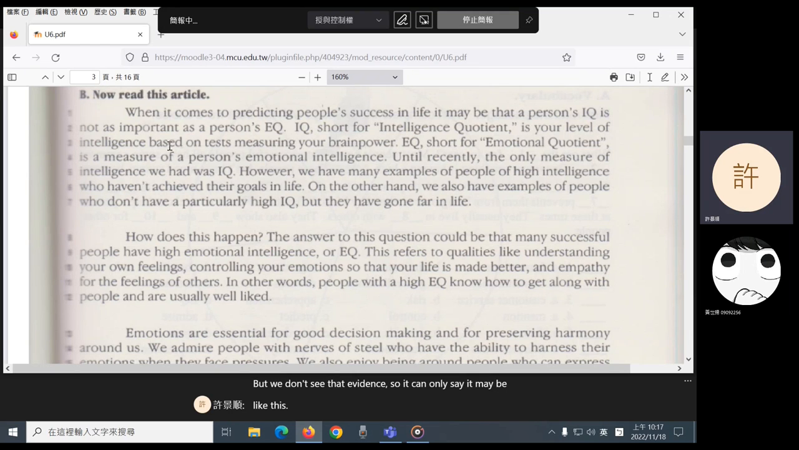So as it says here, IQ and later EQ is based on tests. So in other words, what it's really measuring is not how smart a person is. What it's really measuring is how well can you take this test.